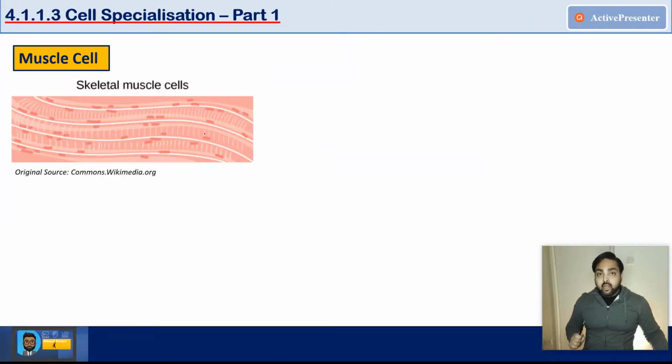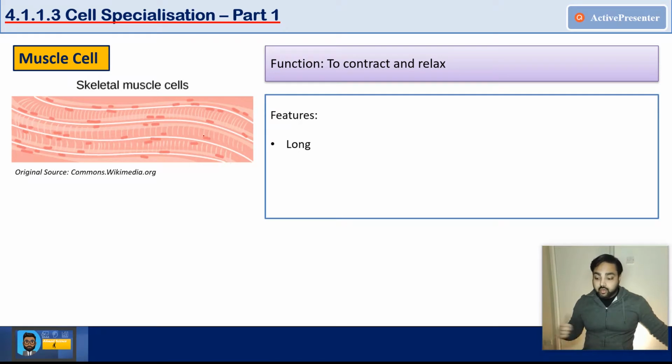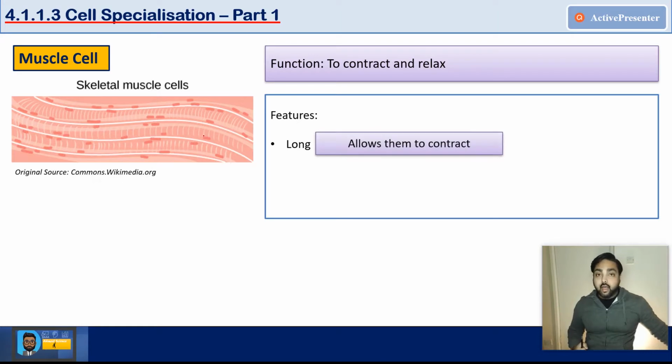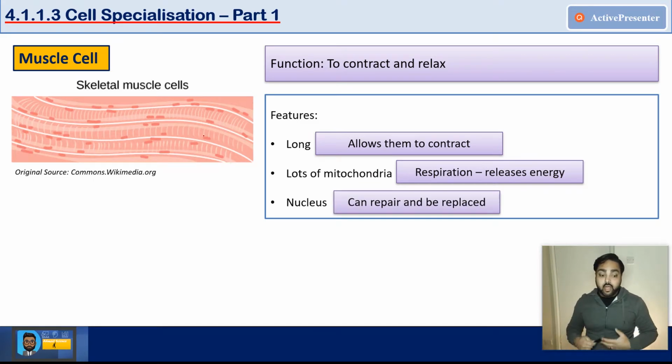Okay. The last one I'm going to talk about is muscle cells. In skeletal muscle cells, the function of a muscle cell, very simply, is to contract and to relax. Now, what does it need? Again, they're very long, and that allows them to contract and carry out their function. They have lots of mitochondria, because that's where respiration takes place, and that releases energy in order for the muscle to contract and relax. And finally, it's got a nucleus, which means it can repair, and muscle cells can be replaced quite readily.